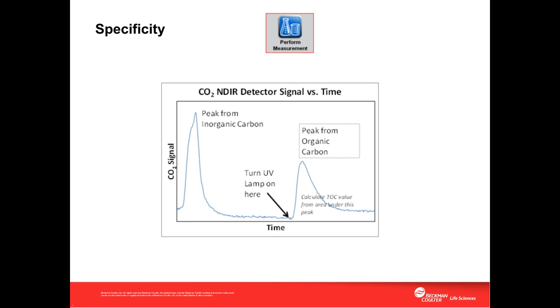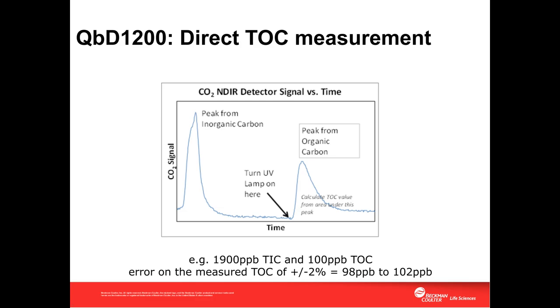The QBD 1200 can handle very high levels of TIC because it completely sparges it or pushes it out from the sample before attempting to measure TOC. Once the TIC is sparged from the sample, the UV lamp is turned on and the analysis of TOC commences. The QBD therefore makes a direct measurement of TOC, not a calculated one. And so the plus or minus 2% tolerance on the sensor that the QBD uses means, for example, that there might be potentially a plus or minus 2 parts per billion potential error in a sample containing 100 ppb of TOC. And this is despite the presence of relatively large amounts of TIC.